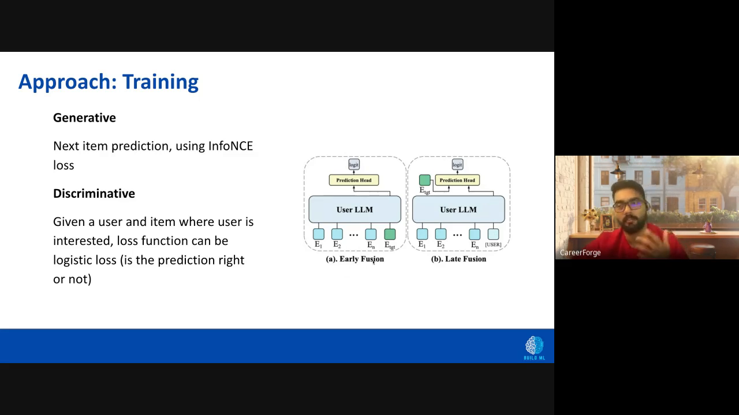Early fusion is good because it gives you really good results in terms of performance, but it's not actually practically possible to put the target in before the user LLM, because it essentially means that whenever you want to make a prediction between a user and item, you need to create or train the model for all the possible user-item combinations. Whereas in this one, once the model is trained, you just need to pass the embedding to just the prediction head. So that makes it a lot faster.